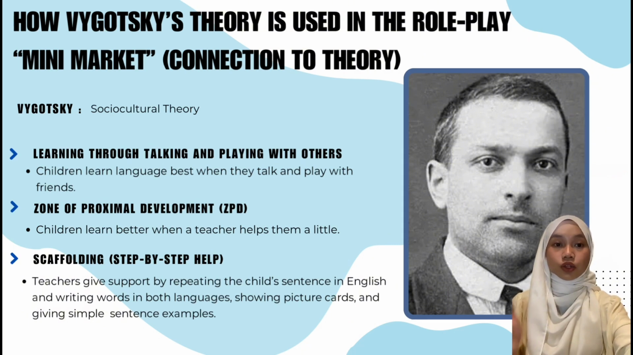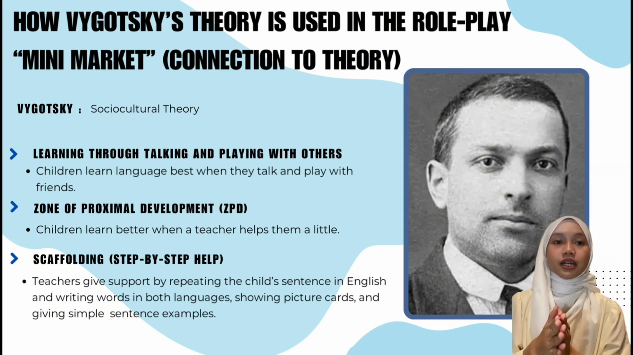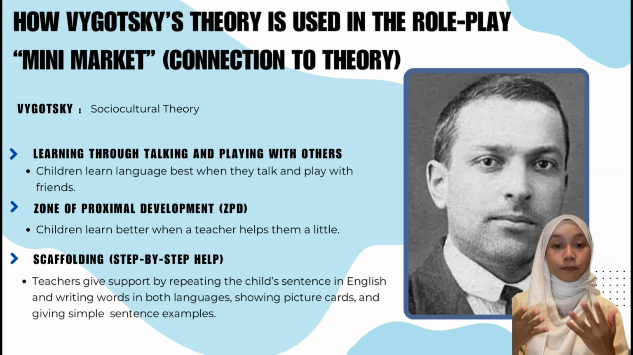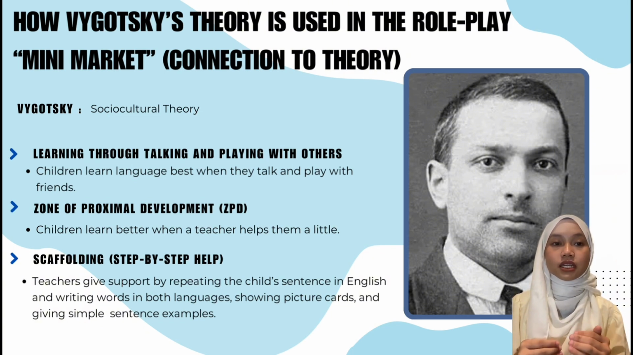This connects to the first concept in Vygotsky's theory, which is learning through talking and playing with others. So children learn English naturally by speaking and interacting with their friends during play. Next, the zone of proximal development or ZPD means that children can do more when they get a little help from a teacher. In this activity, the teacher guides the children step by step, helping them say sentences in English.